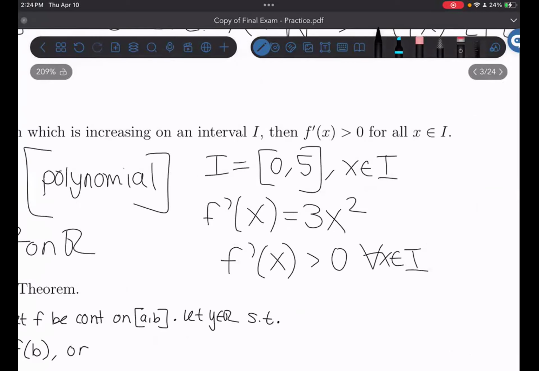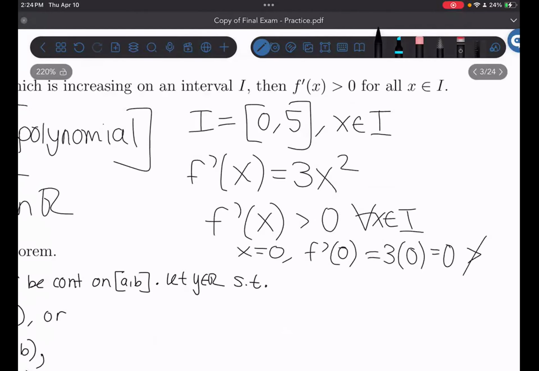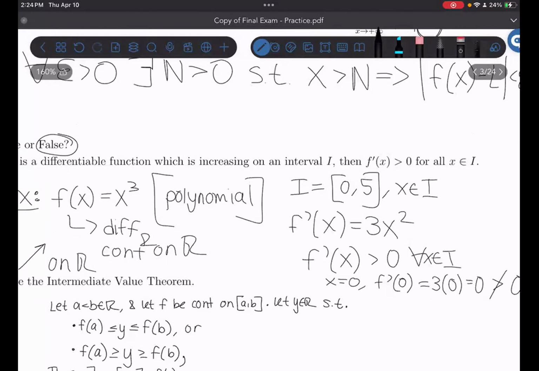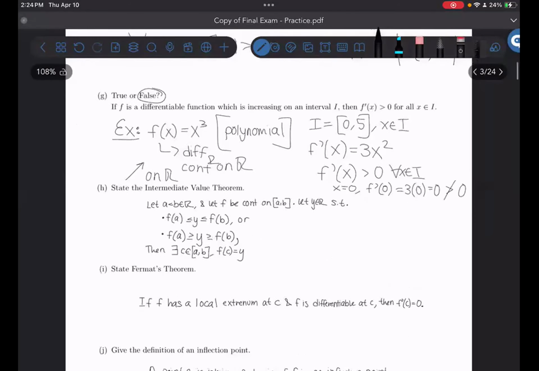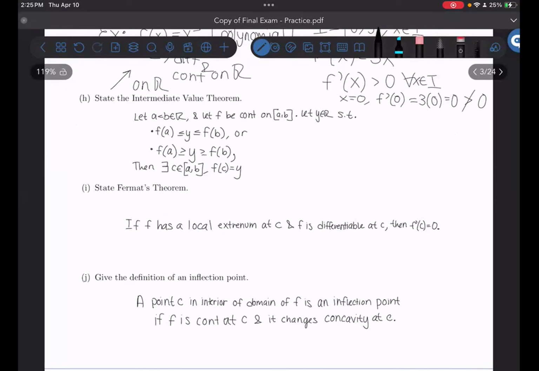However, if you take x to equal 0, then your f prime at 0 would be 0. It's not greater than 0, right? It equals 0. So we just proved that this statement's false. Why? Because at some point, your f prime of x could equal 0 in that interval. Is this okay? Okay. For H, I, and J, it's just stating what the IVT is, Fermat's theorem, and the definition of an inflection point. So I just wrote it down.